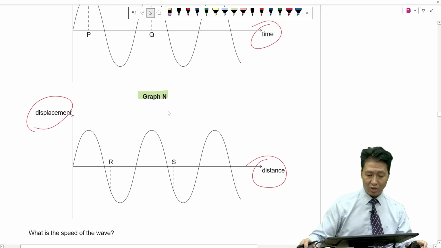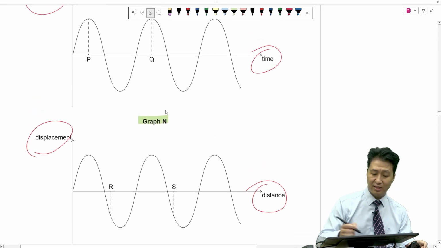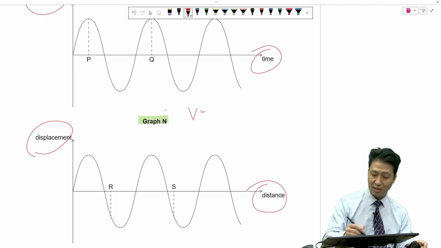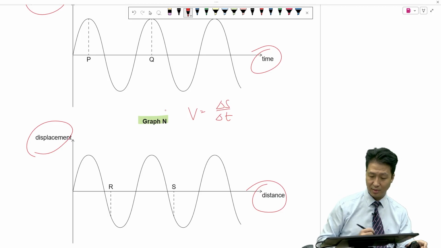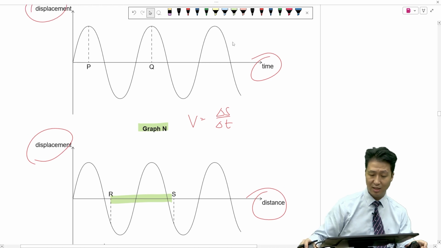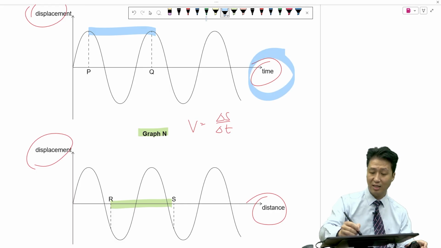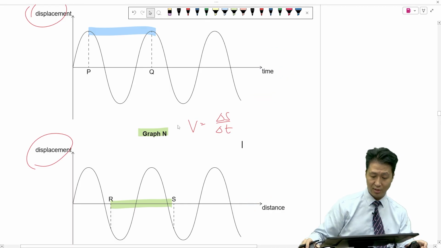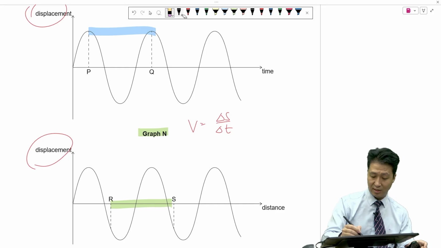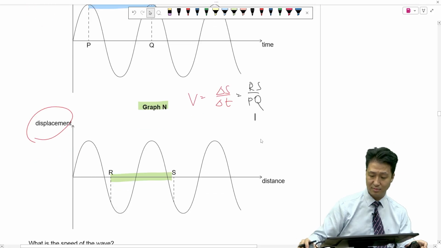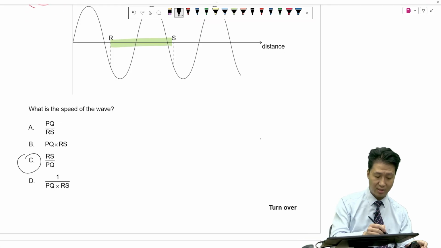Now, to make this simpler, it feels very complicated, but the speed is distance over time. How do you get the distance? Well, you go to the distance graph and RS is a distance, and the amount of time it takes to move that distance would be PQ, because it's from the time graph. So the speed would be RS over PQ. That would be C, RS over PQ.